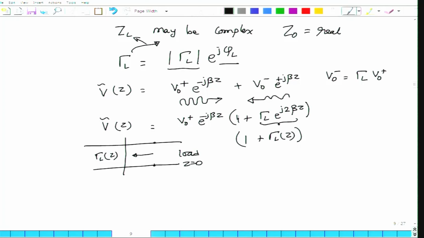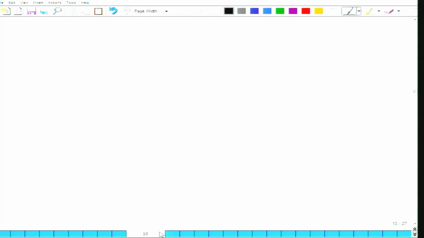Now, how do I obtain the voltage as a function of z and t from the phasor? In order to do that, you simply multiply the phasor by e power j omega t factor. Remember, this is the factor that you have dropped earlier to go from z and t notation to the phasor notation. Now, you insert this e power j omega t and then take the real part of it. So, this is how you go from one domain to the other domain. Now, let us look at several different cases for gamma L.